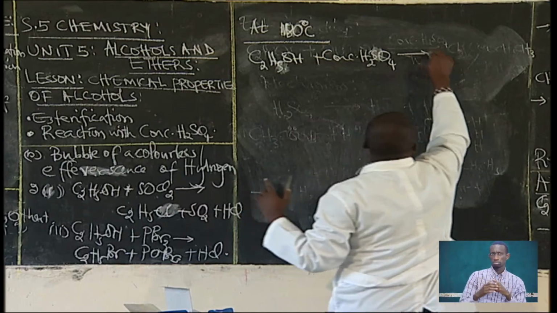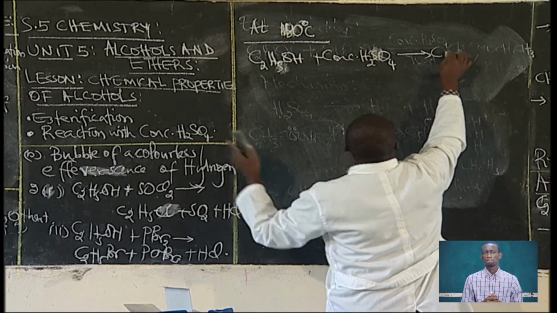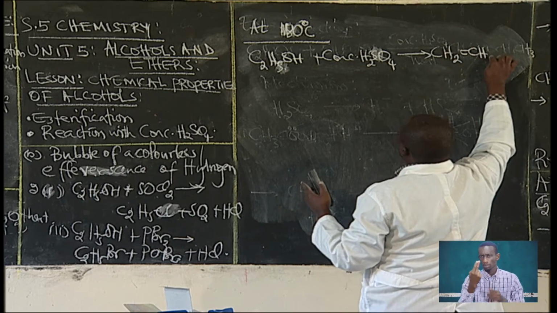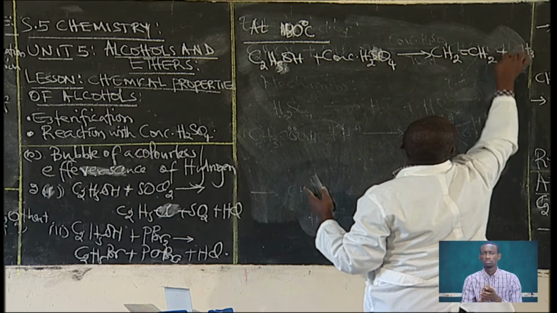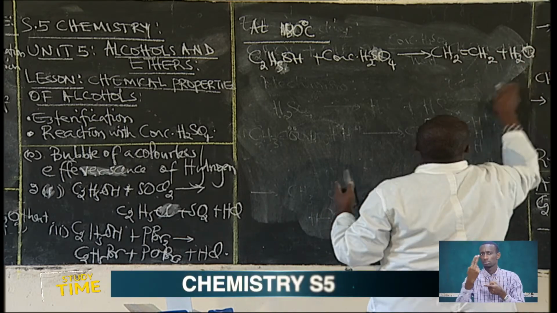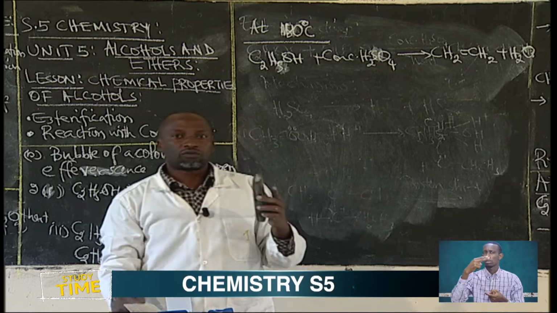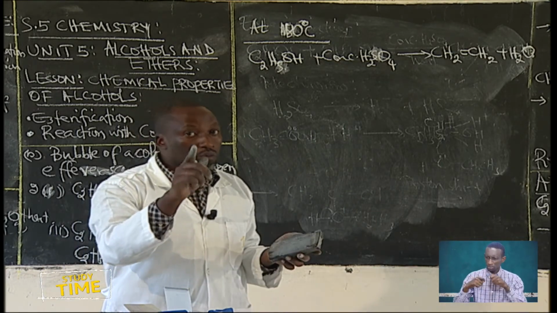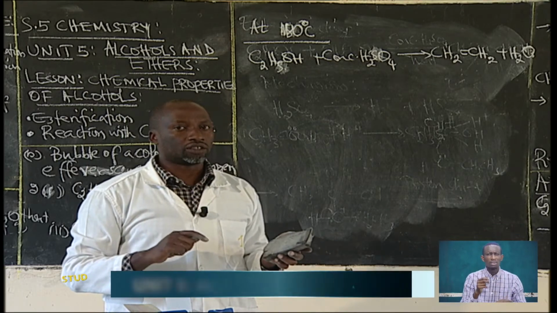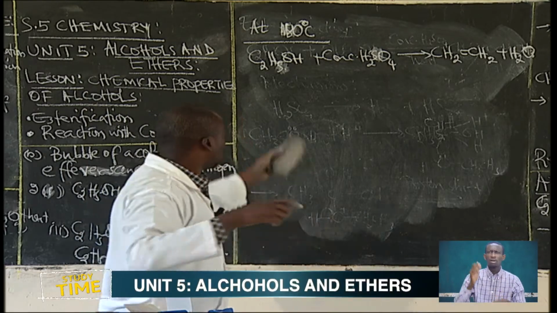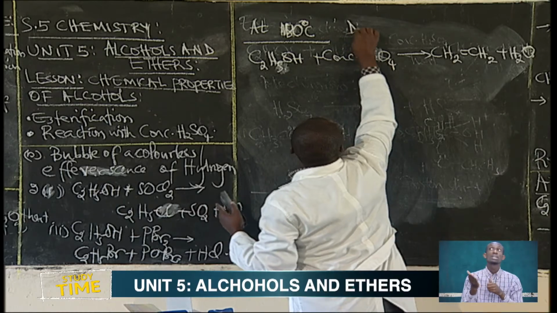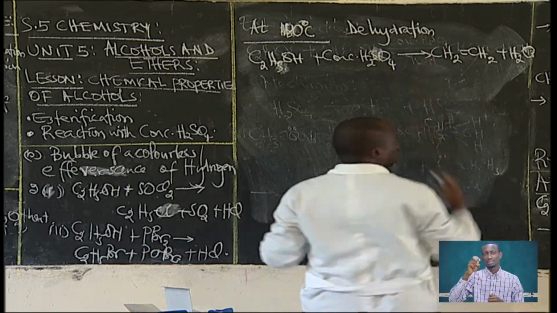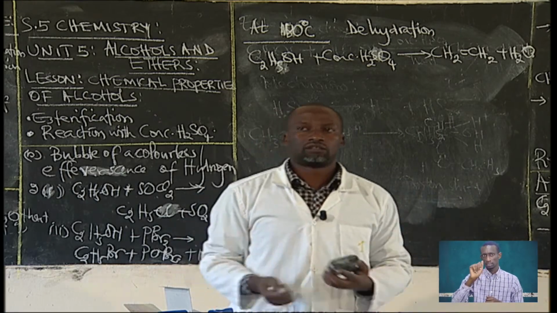So this one will produce CH2=CH2 plus water. Do you remember the name of this type of reaction? I hope you still remember. Very good. This type of reaction, we called it dehydration reaction. Dehydration means removal of water.